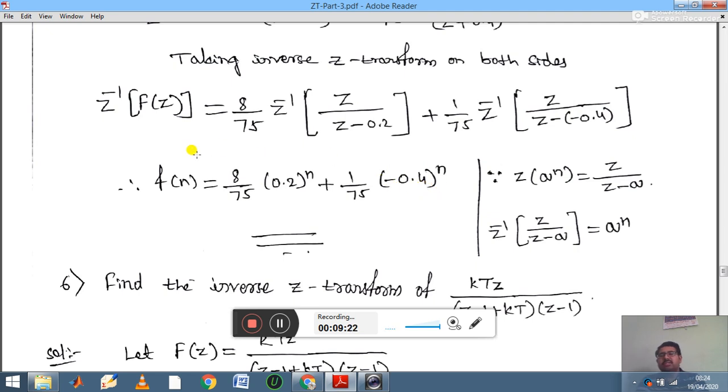Okay. So this is the inverse z transform for the given expression. Okay. So now let us proceed with the next example in the next video.